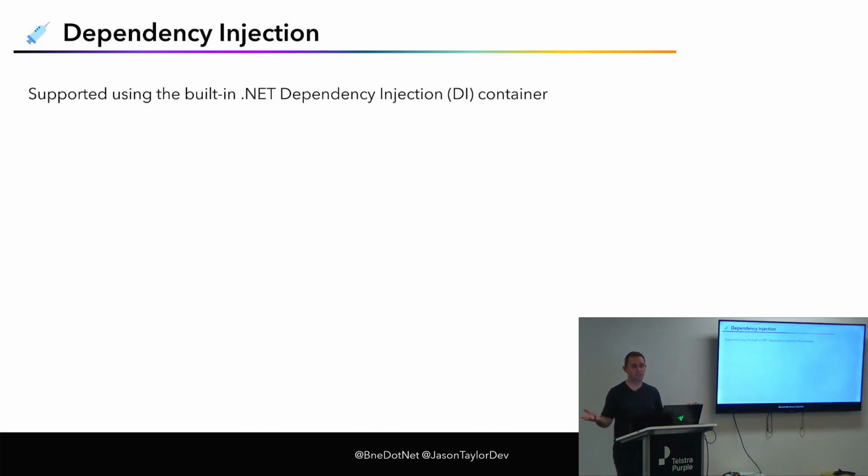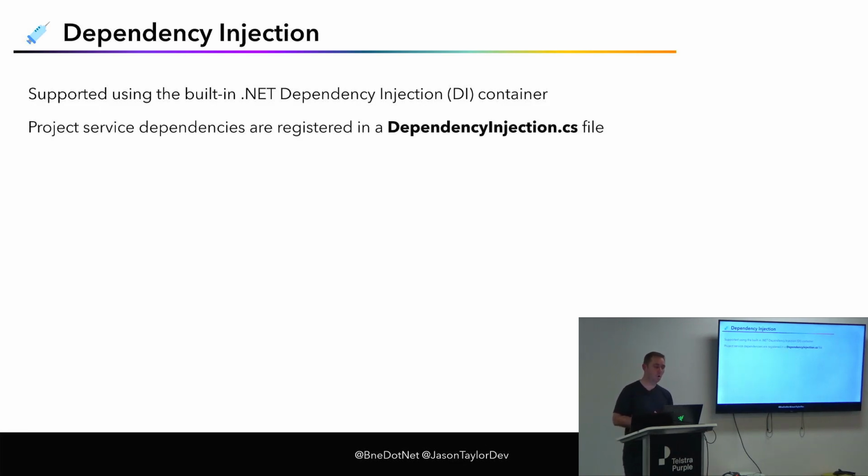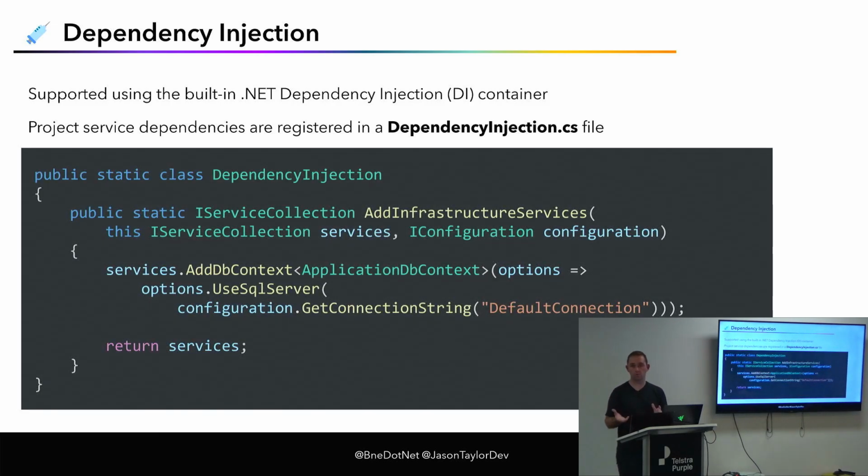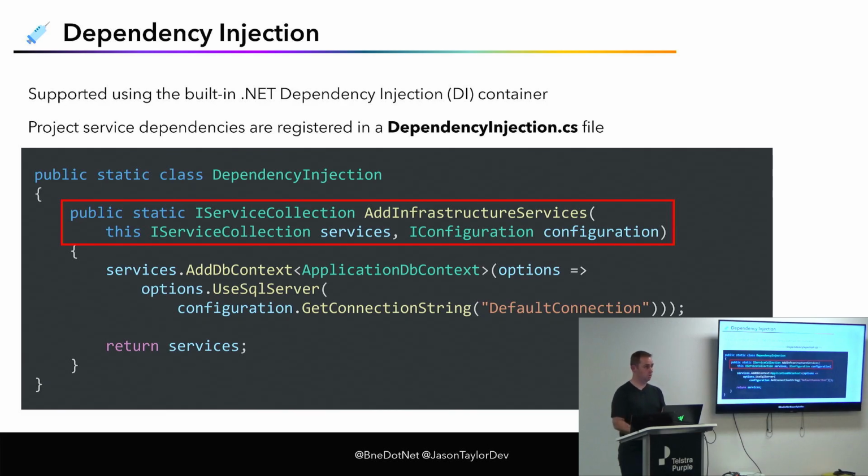Dependency injection in the template is supported using the built-in .NET dependency injection container. That's nice and simple, but I like to split it out with project service dependencies registered in a DependencyInjection.cs file. The way that works, of course, is I create an extension method on IServiceCollection. In this case, we're doing it for our infrastructure project. I have a dependency injection file in the root of the infrastructure project, with an extension method called AddInfrastructureServices, and inside of this method, I'll wire up all of the services that are related to infrastructure.